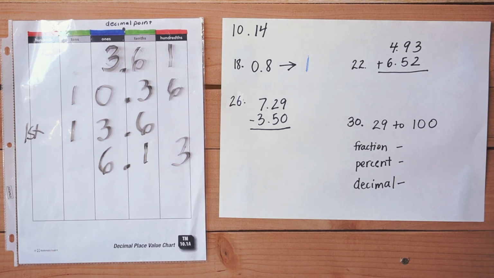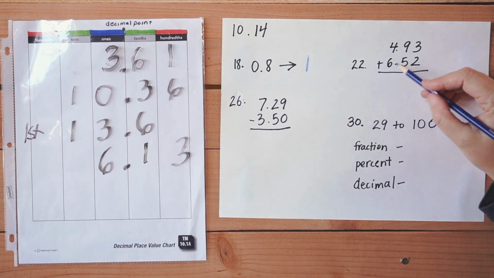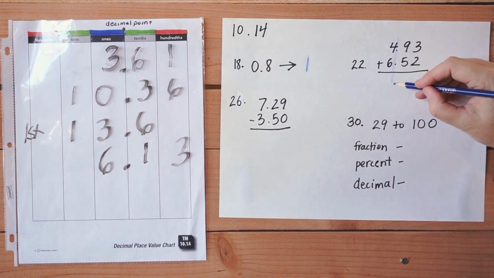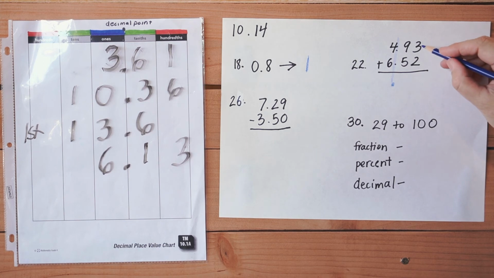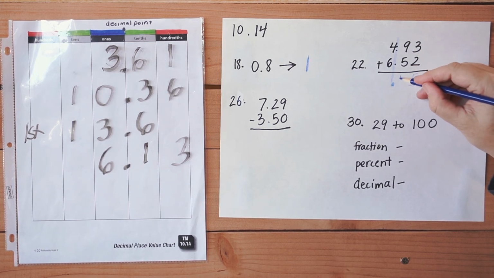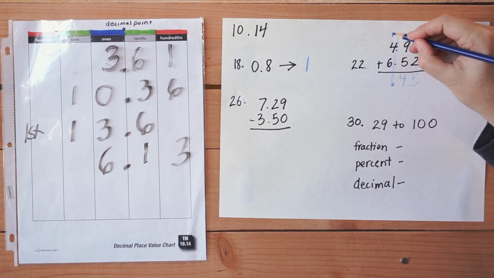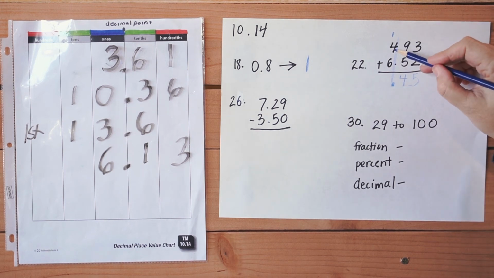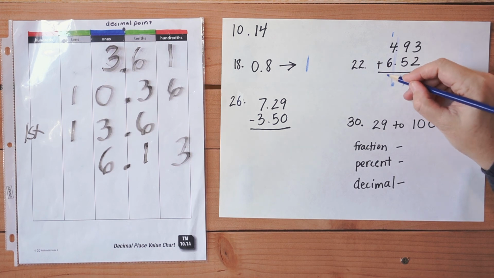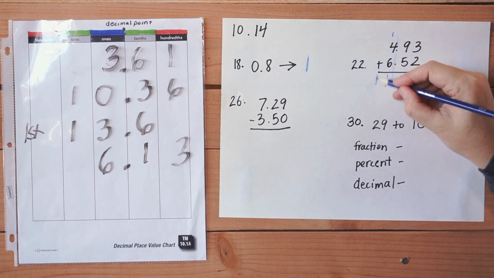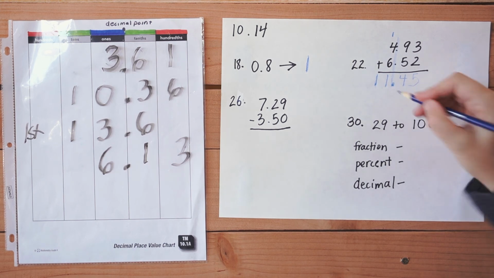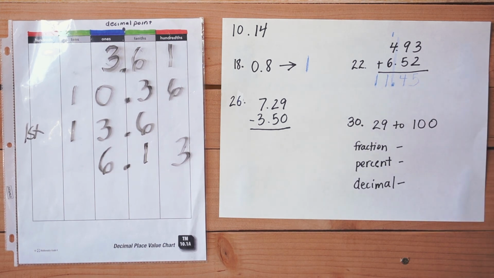Number 22. Most important thing when you are writing down your problems is, like the video said, we line up our decimals. 3 plus 2 is 5. 9 plus 5 is 14. Carry the 1. 1 plus 4 is 5, plus 6 is 11. Okay, that means there's 1 one and 1 ten. And there is your answer. Again, make sure your decimal point is lined up.